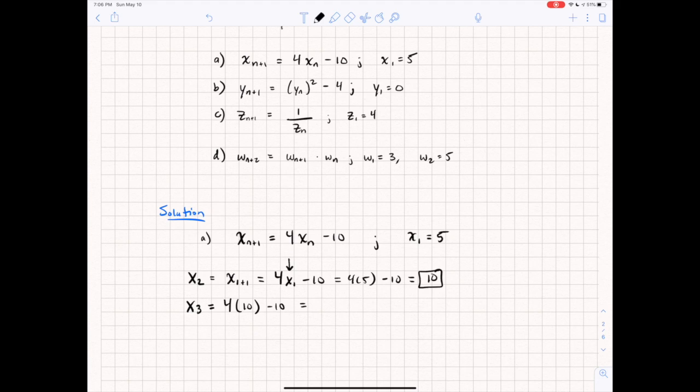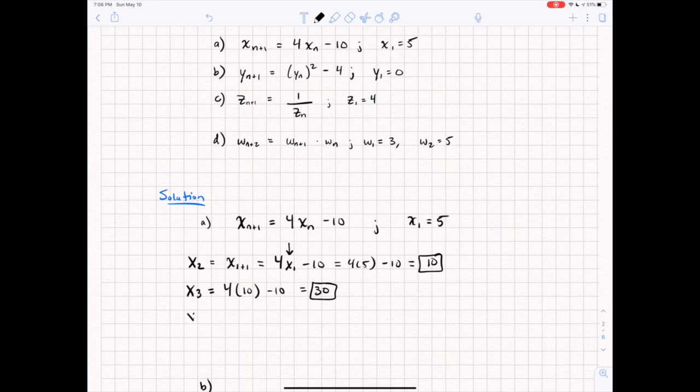So 4 times 10 is 40, minus 10 is 30, so there's my x3. And this process can continue as far as I want to go. So I can go to x4. This would be 4 times the previous term. So 4 times 30 minus 10. So 4 times 30 is 120, minus 10, or 110.